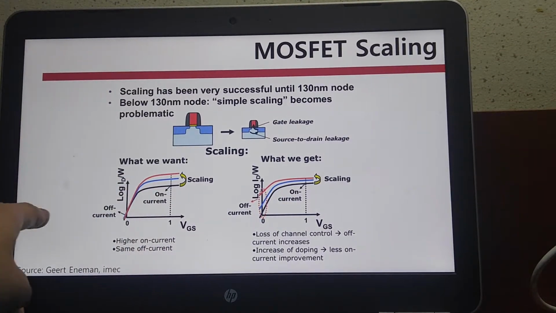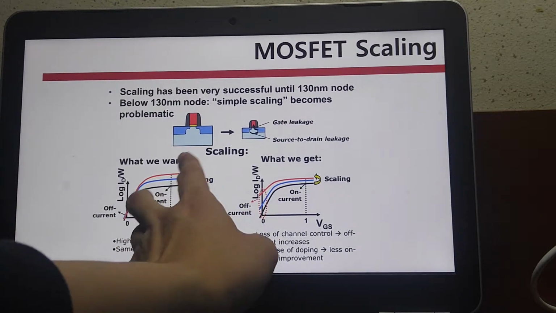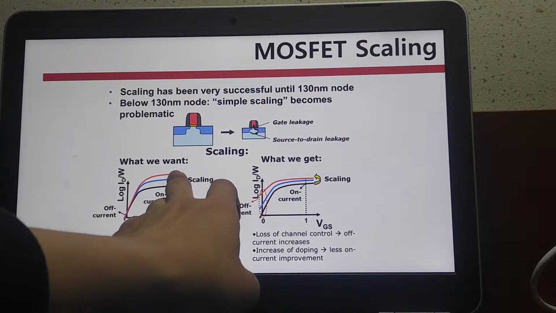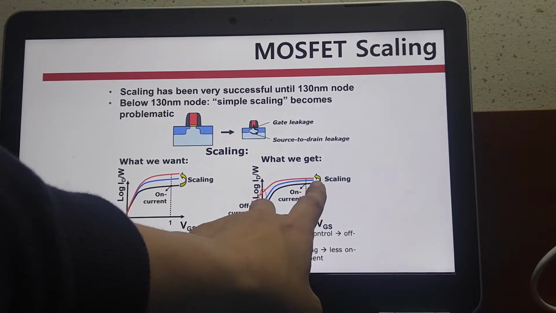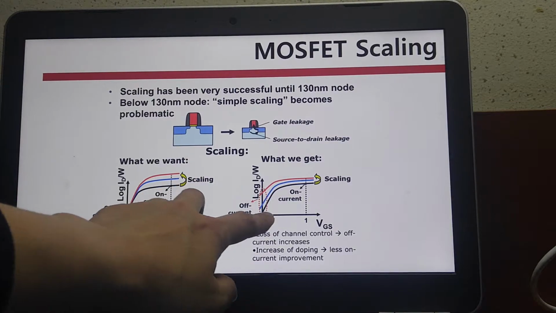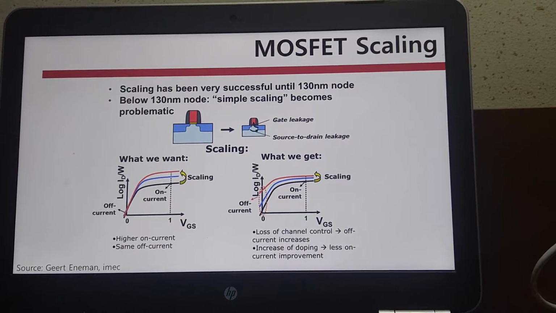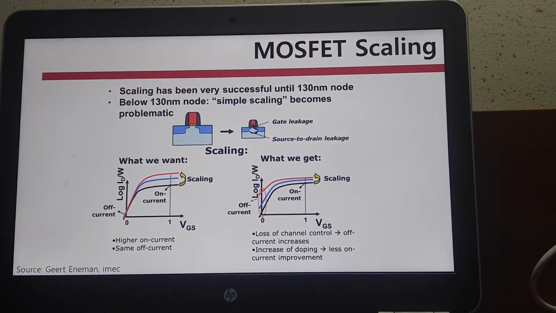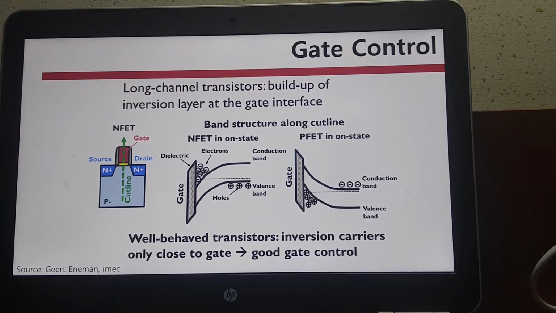Here, what we want is this function, but for real, the ID would be decreased due to the velocity saturation, and the off current will differ, as you can see in this picture, and it is really a big problem of nowadays engineering. And to overcome this problem, we have to control the gate.